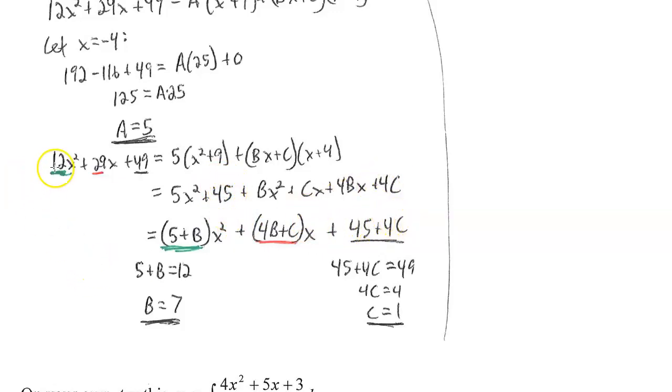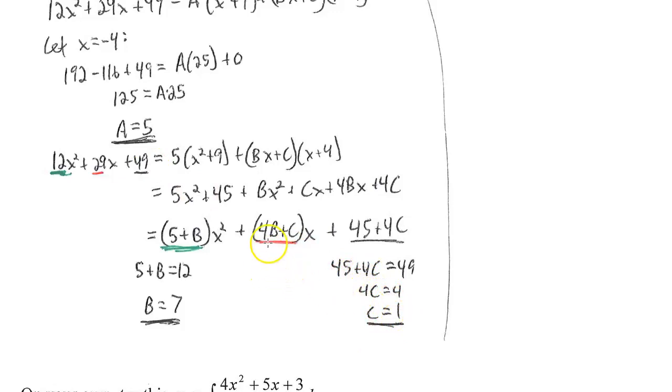Now let's line up the coefficients. Well, 12 is equal to 5 plus b, so b is 7. Okay, now it's good that we knew that the a was 5, otherwise we'd have a plus b is 12, and so that wouldn't give us what the b is quite yet. Okay, then let's set up 45 plus 4c equals 49. And if we do that, we get that 4c will be 4, so c is 1.